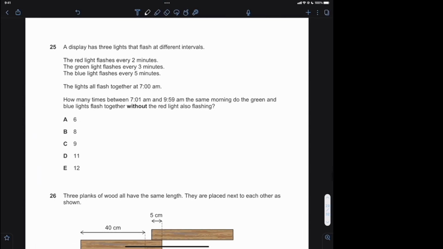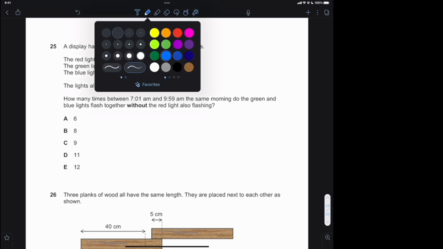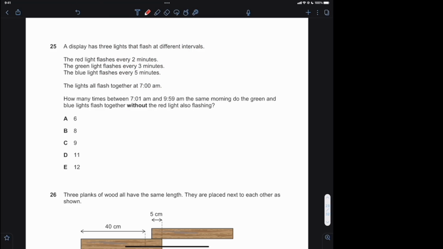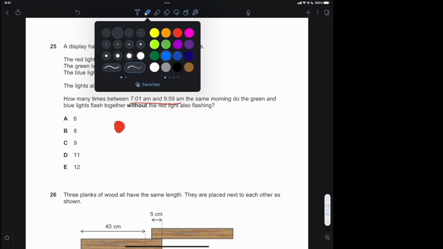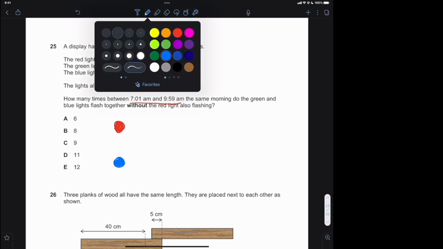Question 25. A display has 3 lights that flash at different intervals. We've got the red light flashing every 2 minutes, the green light flashing every 3 minutes, and the blue light flashing every 5 minutes. So let's draw these lights up. We can try and work out a pattern here. The question's asking, between 7 and 10 the same morning, how many times do the green and blue flash together when the red light is not flashing? That's the crucial part. The red light must not be flashing.